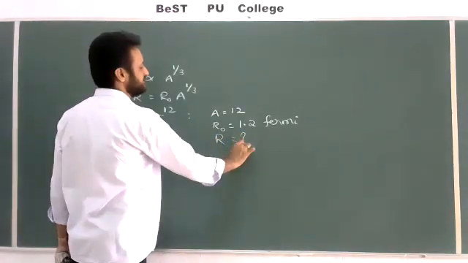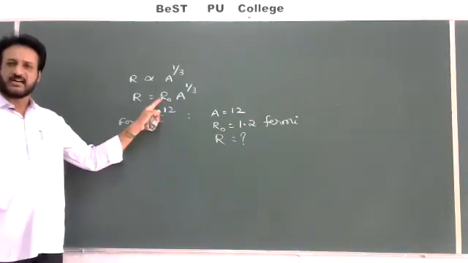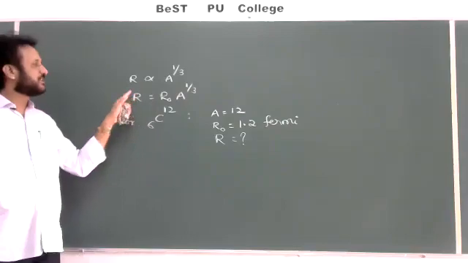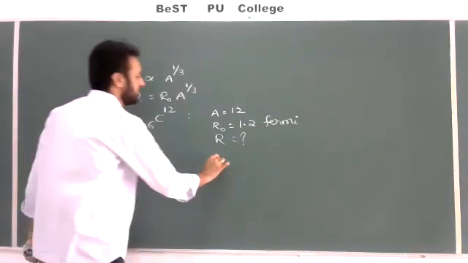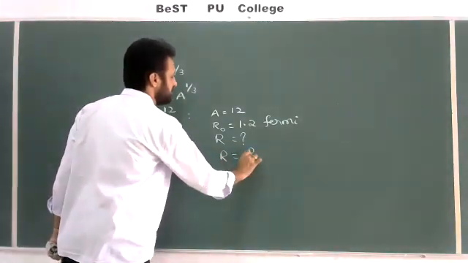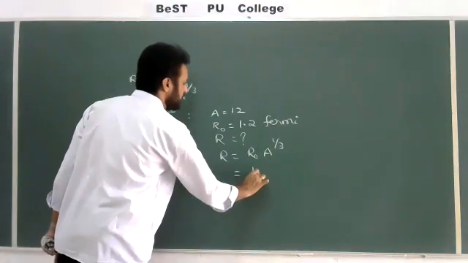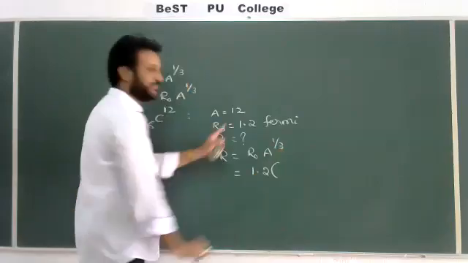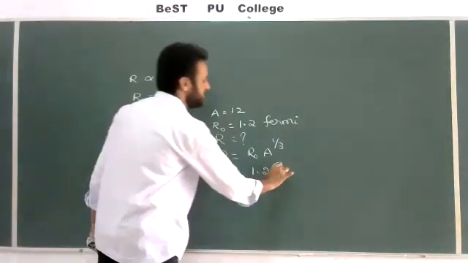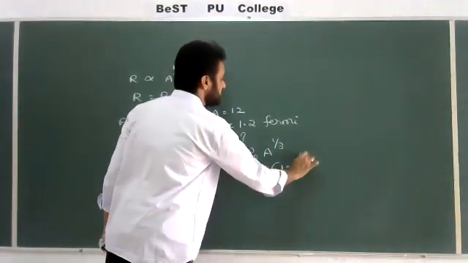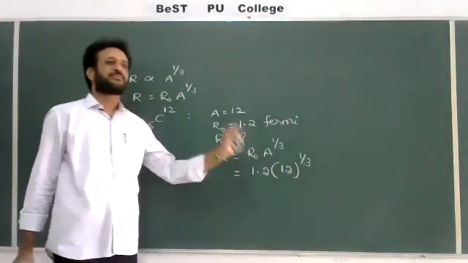Then what is the radius of the carbon nucleus? R, question mark. In this formula R is not given, A is given, and R you should calculate. Here you should write the formula R is equal to R naught into A to the power of 1 by 3. In place of R naught I write 1.2, in place of A you write 12, that is 12 to the power of 1 by 3, which means you should calculate the cube root of 12.